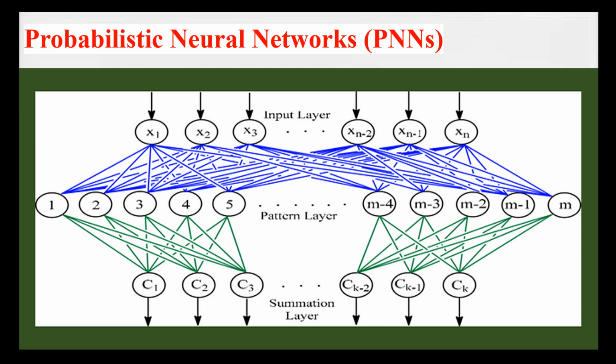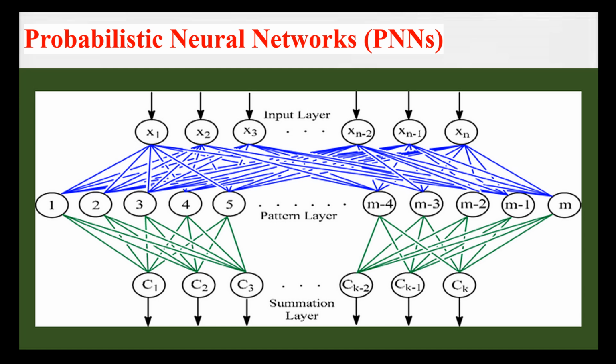So in the context of a cricket match, a probabilistic neural network can be used to predict the probability of various events occurring during the match, such as the probability of a batsman getting out, the probability of a bowler taking a wicket, or the probability of a team winning the match.